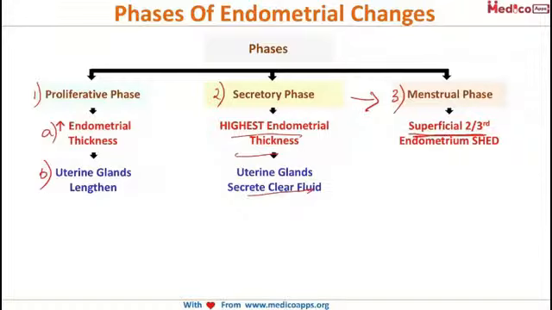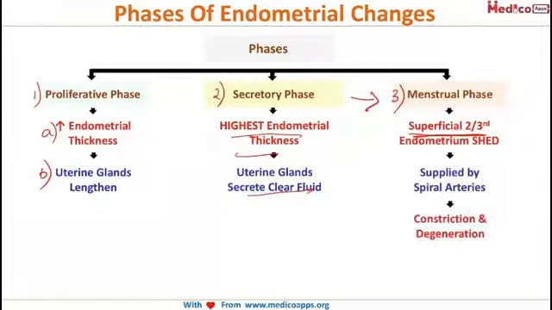Now, this part of the endometrium is supplied by spiral arteries, right? They undergo constriction and degeneration due to this element, that is PGF2 alpha. Please memorize this. PGF2 alpha causes constriction and degeneration of the endometrial vessels, that is the spiral arteries. They undergo constriction and degeneration, resulting in a shedding and blood loss, right? Very simply understandable form of endometrial changes.